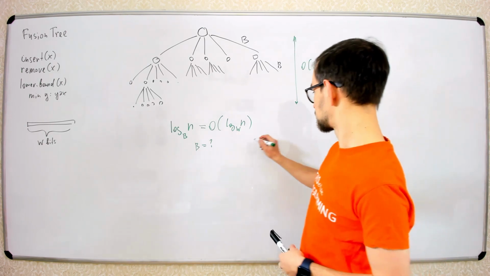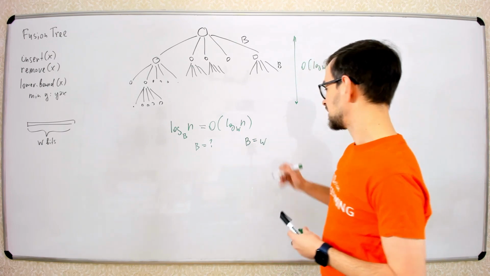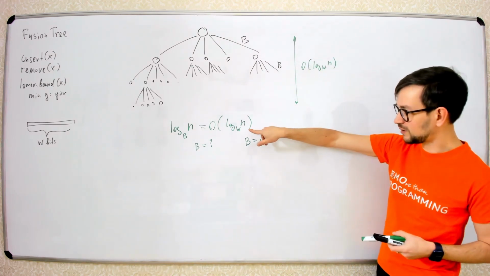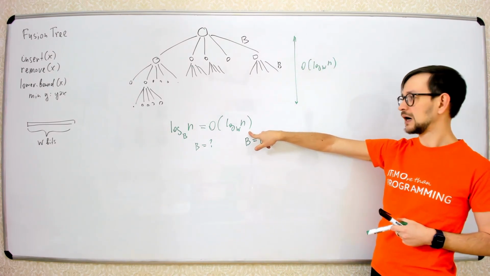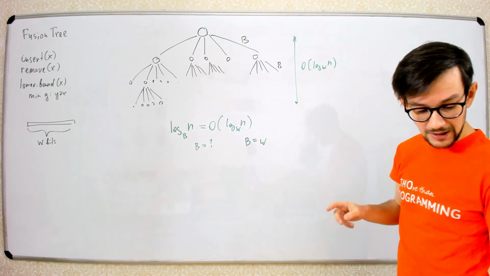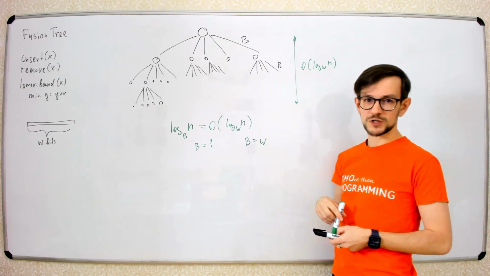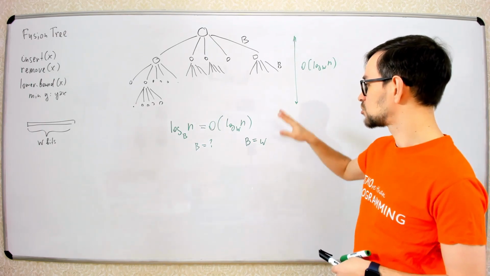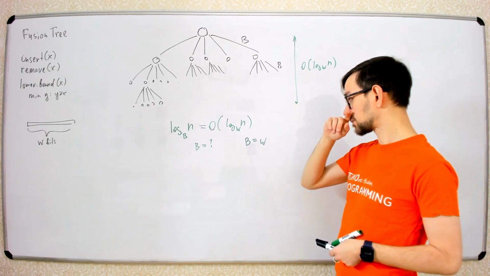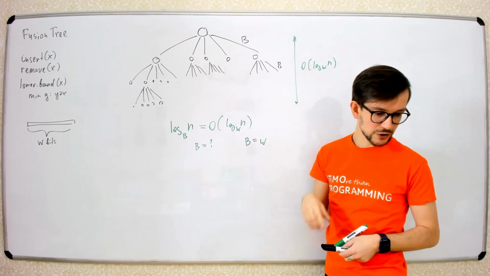b equal to W is a good guess. Okay. b equal to W will obviously give you this complexity, but unfortunately it's not possible, no, it's possible, but not exactly, to build a tree with this branching factor. So I need to make a small branching factor.